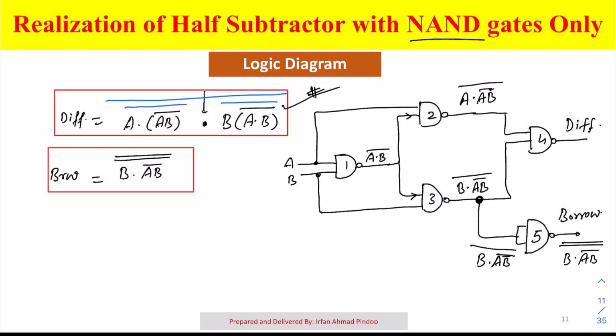Now this is gate number 5. Like we said for the half adder, which requires a minimum of 5 NAND gates, similarly here also the minimum number of NAND gates required to implement a half subtractor is 5. This is an important question for competitive exams.